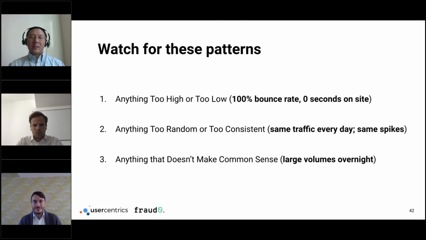The second would be anything that's too random or too consistent. You should check that out, right? So look at that with suspicion. For example, if you see the same quantity of traffic every single day from a particular source, something's wrong with that. You can't get a whole bunch of humans to behave exactly the same way day after day. That just doesn't happen, right? But it's very easy for bots to do that, right?